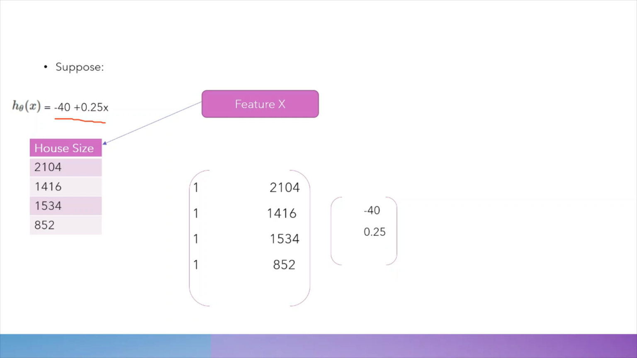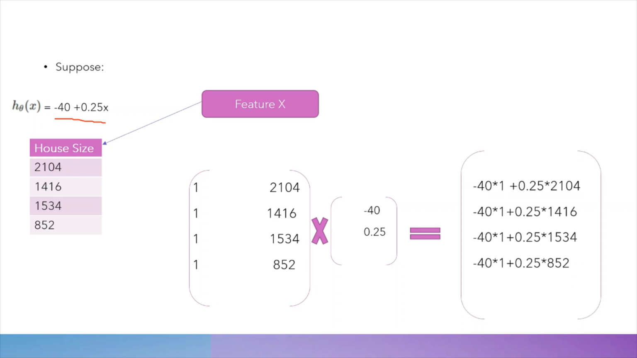Okay, so now if you know about the matrix multiplication, then you end up with this answer. Okay, I don't know if you understand where I'm going, but if you do, that's very good. If you notice here in this vector, so this vector is actually representing our hypothesis.